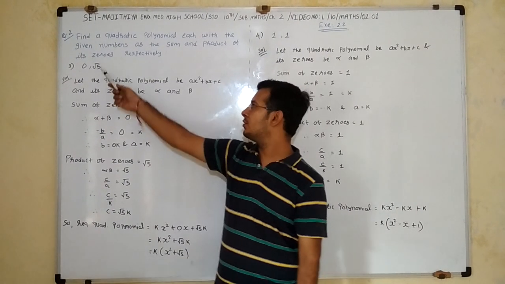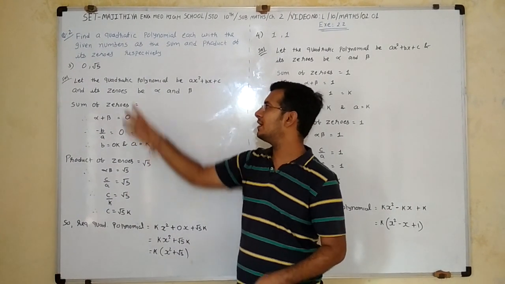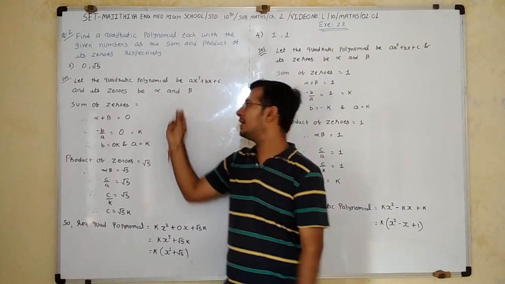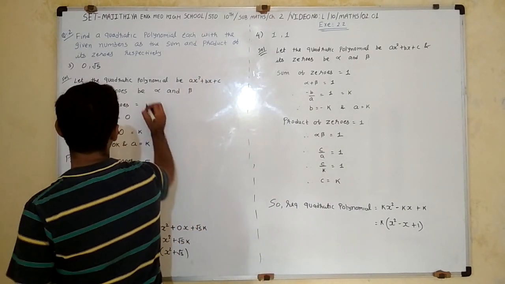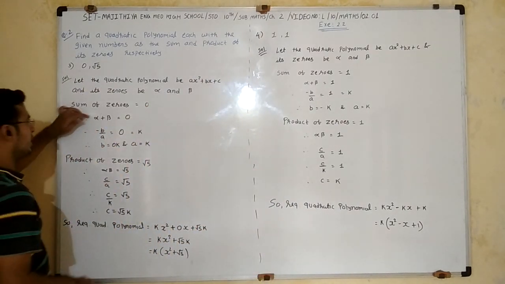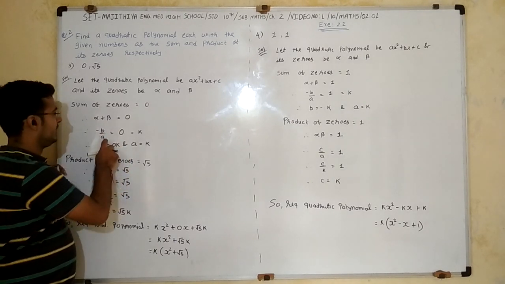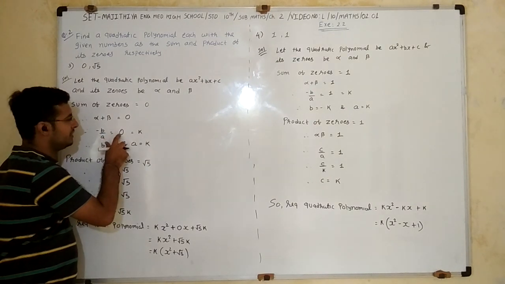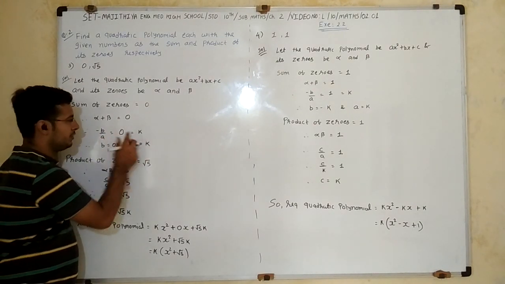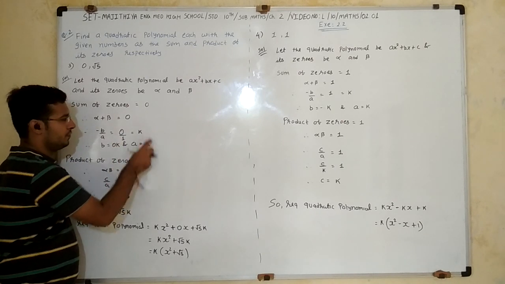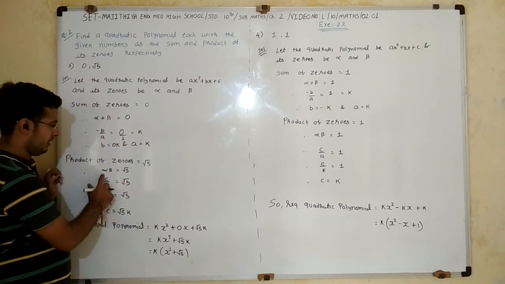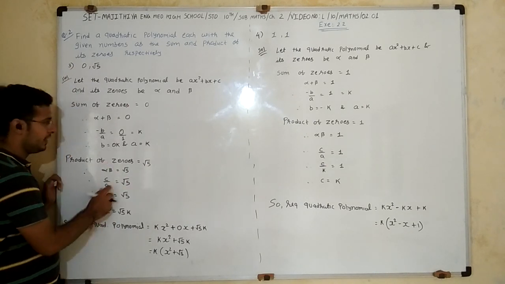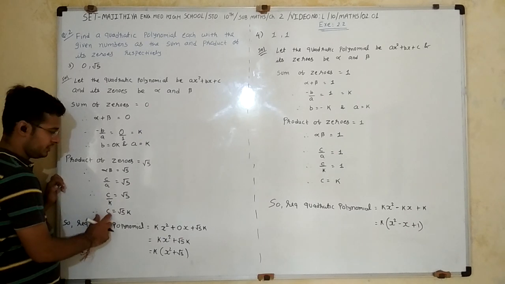Third sum, 0 and root 5 are given. Similarly, let the quadratic polynomial be ax square plus bx plus c and its zeros be alpha and beta. The sum of zeros, that is 0, is given. So alpha plus beta is equal to 0. So minus b by a is equal to 0, which is equal to k. So b is equal to minus 0k, it means 0k, and a is equal to 1 times k, so a is k. The product of zeros is root 5. Alpha beta is equal to root 5. The formula is c by a is equal to root 5. We have a is equal to k, so c is equal to root 5 k.